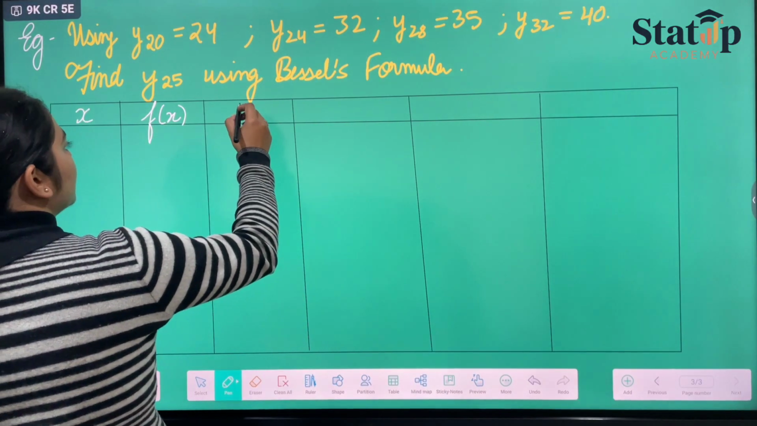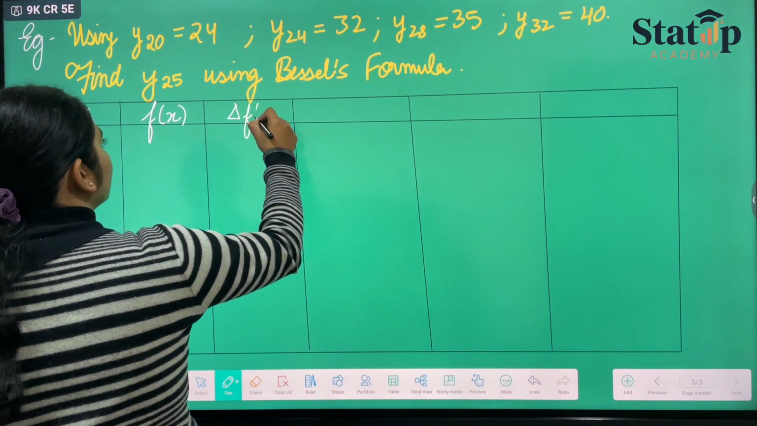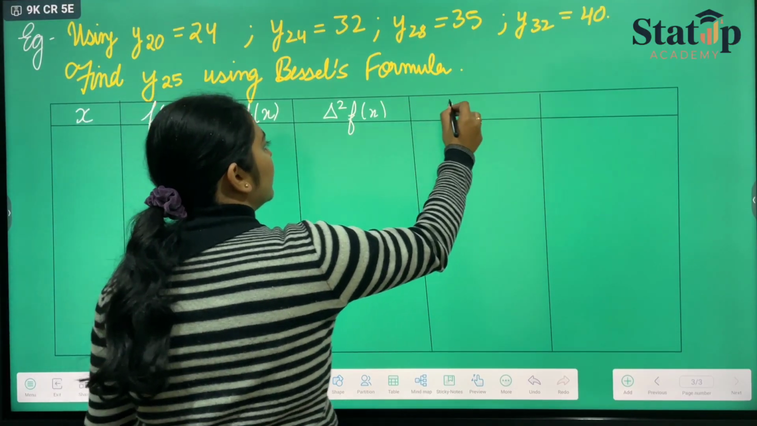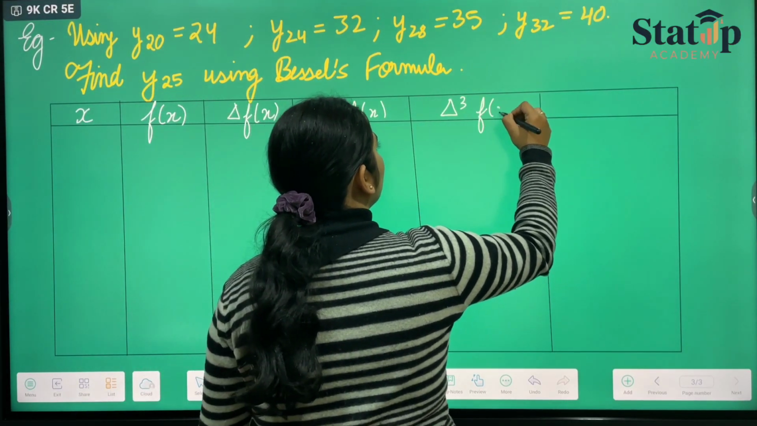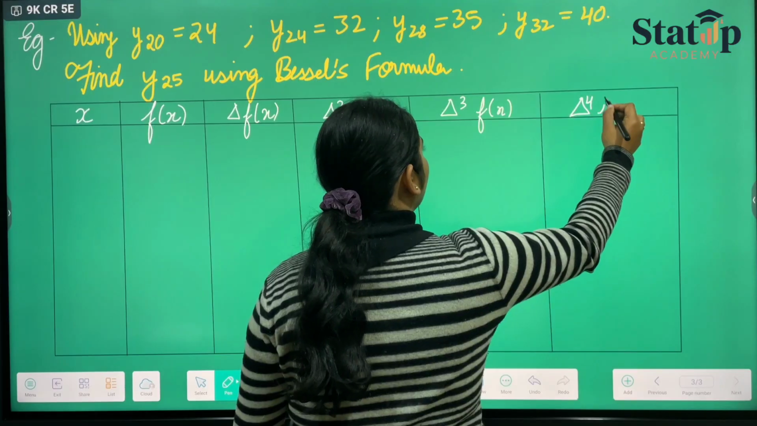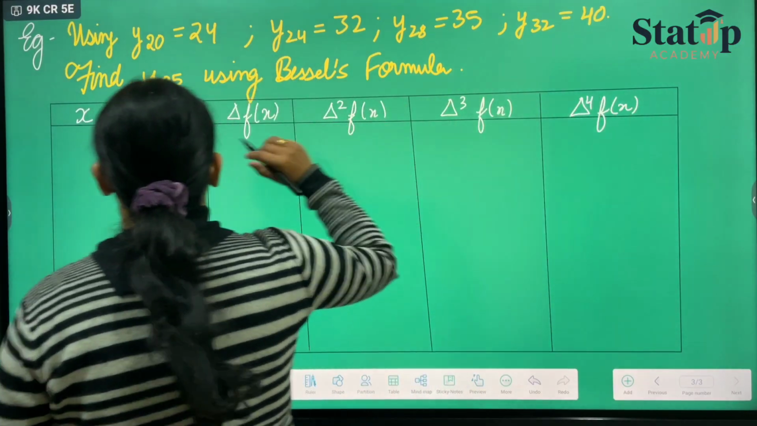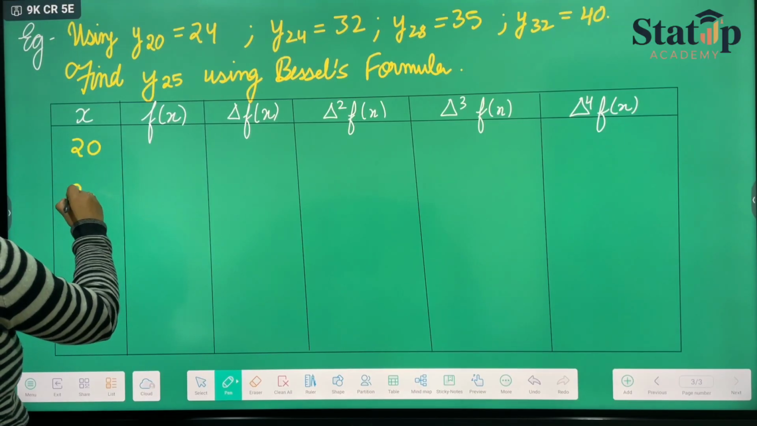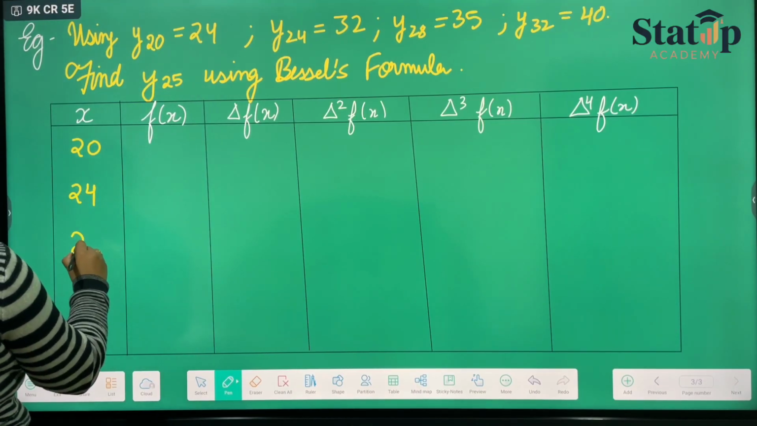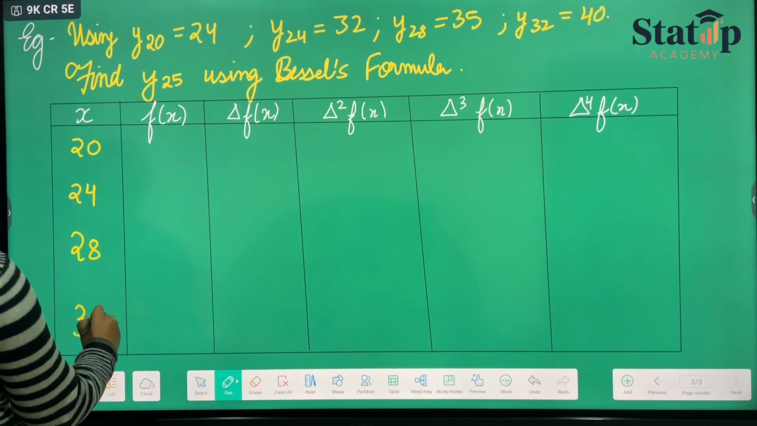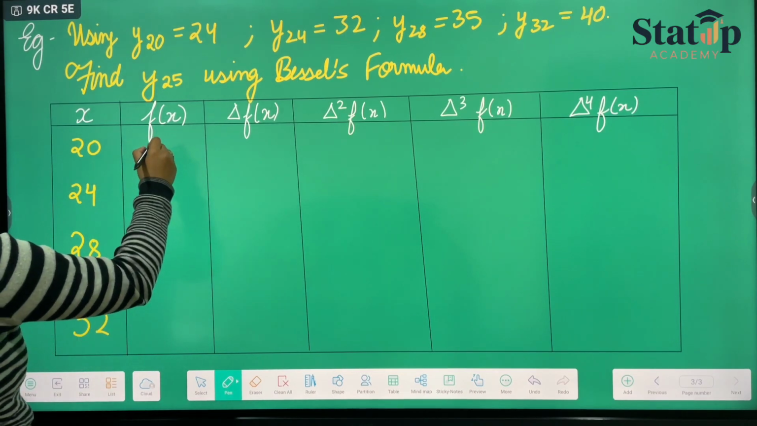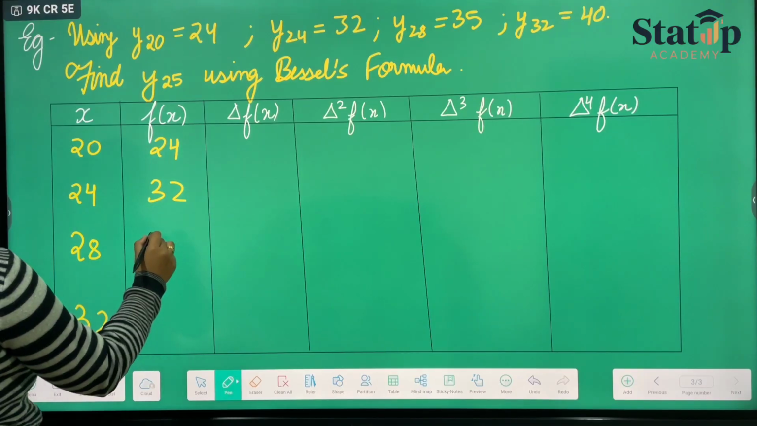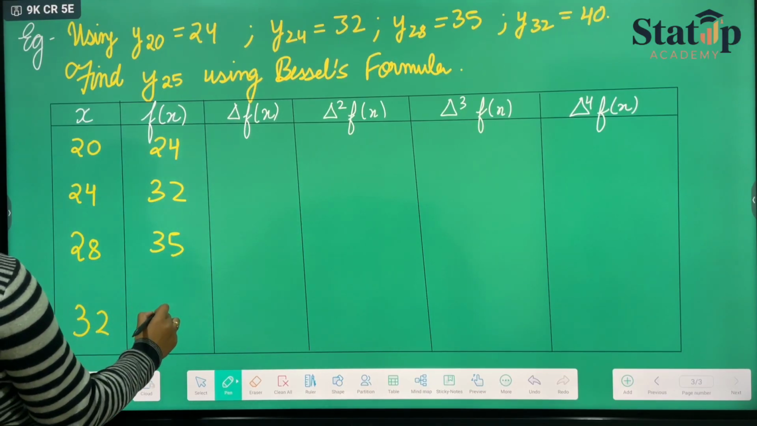let us use only this. Then delta of fx, delta square of fx, delta cube of fx, and delta raised to the power 4 of fx. In front I'll write them. So 20, 24, 28, and 32. And the corresponding values of fx are 24, 32, 35, and 40.